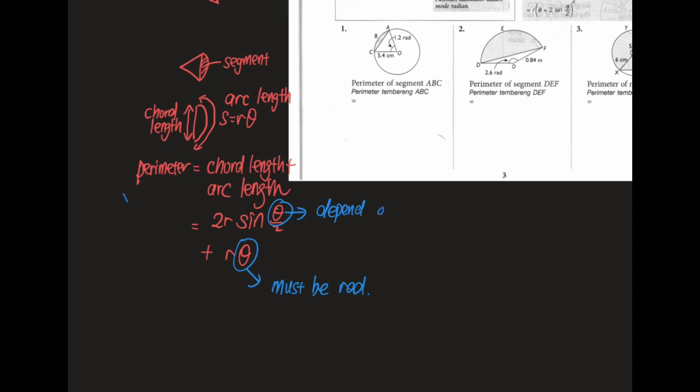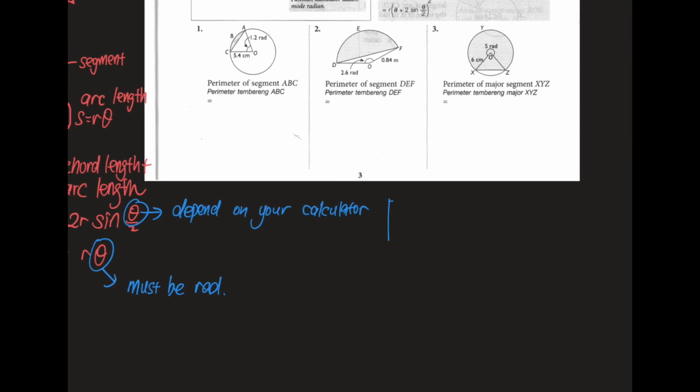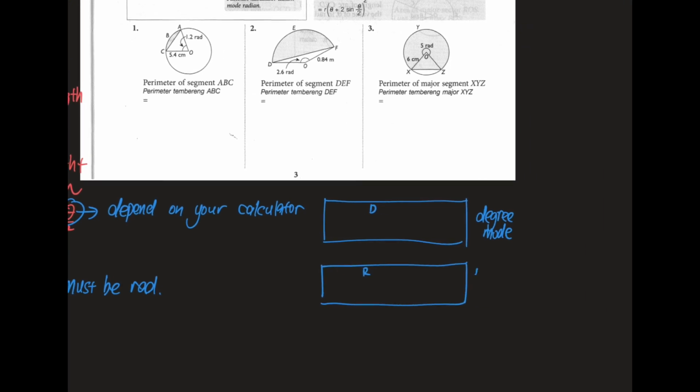So depends on your calculator. If your calculator is in degree, then of course you can use degree here. Okay, so how we know whether our calculator is in degree or not in degree? So basically you can just check the screen. So this is the calculator, right? If you see a D somewhere here, then it's degree. Okay, in degree mode. But if you see your calculator having a small r here, then it is in radian mode.